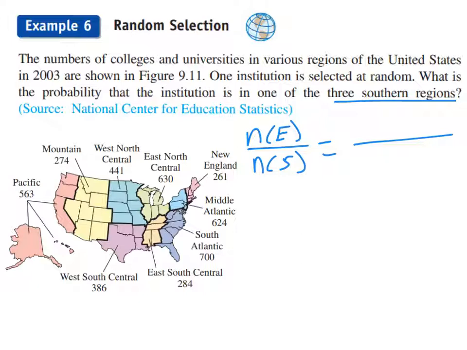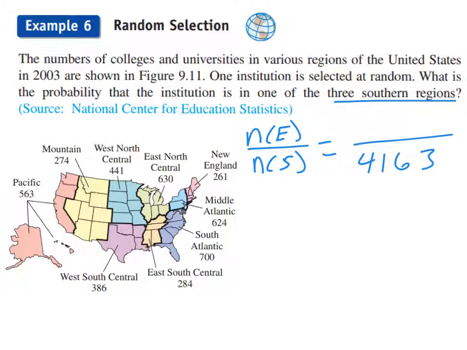Okay, so the very first thing I need is the total of all the universities in the country, regardless of which area they're from. Now, this problem's a little bit mean. It gives us all the numbers, but it doesn't give us the sum. So we have, let's see, 1, 2, 3, 4, 5, 6, 7, 8, 9 numbers that we have to add up. Luckily, I'll do it for you. 4,163.